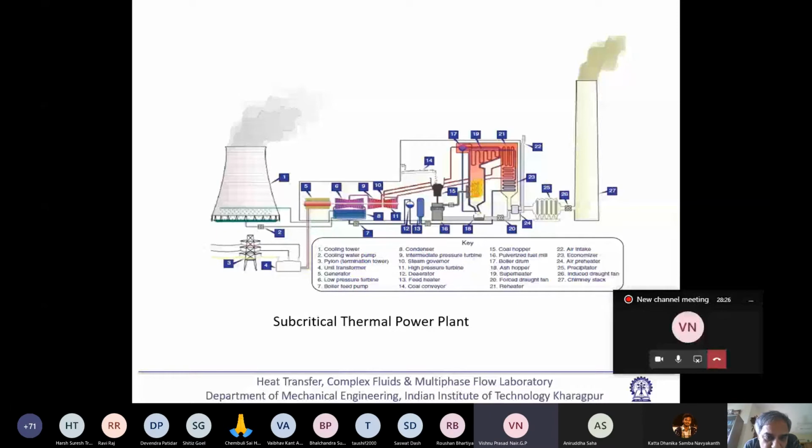Yes, sir. Should I then go to the next slide? So more or less, I request everyone to spend some 5-10 minutes when you are referring back to the notes, and try to see what the different components are, how the steam circuit is, how the water circuit is. You will get a good idea. Good.